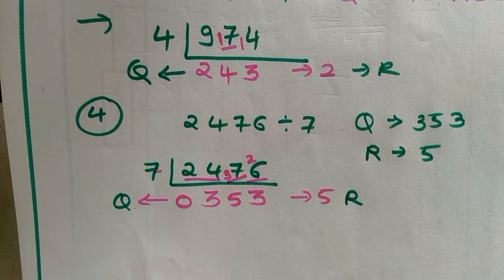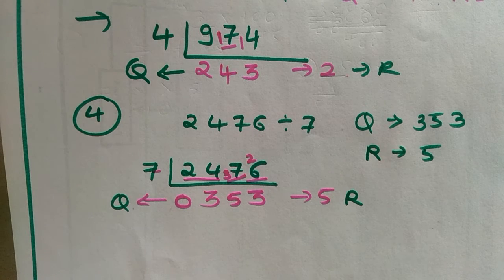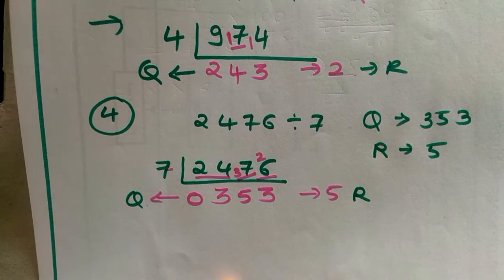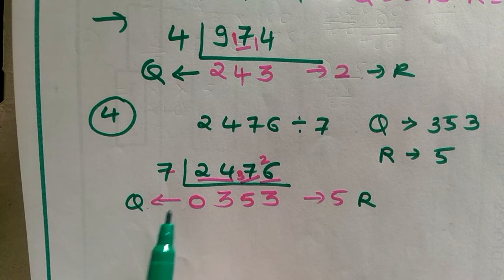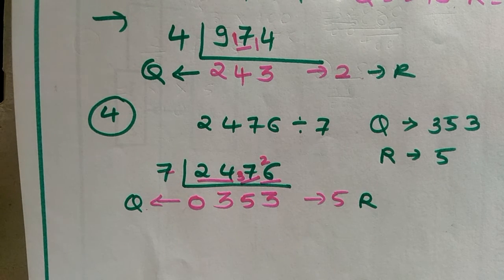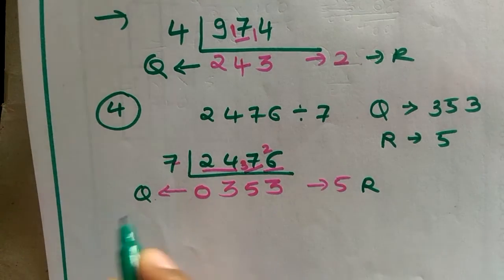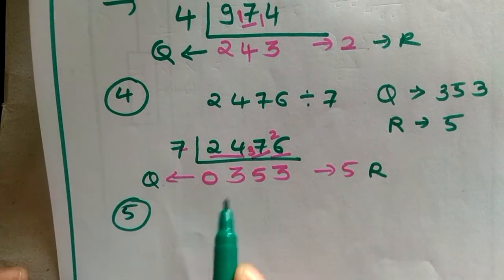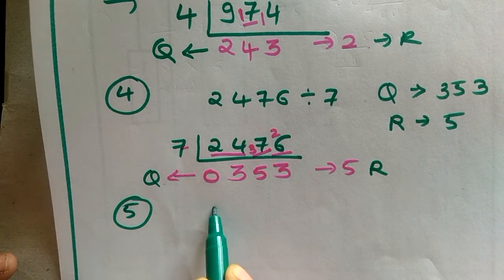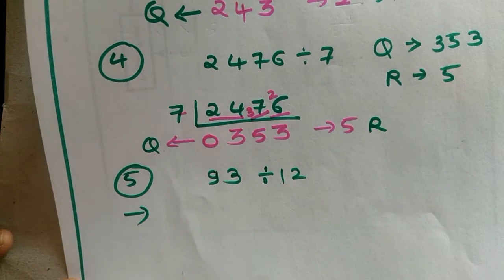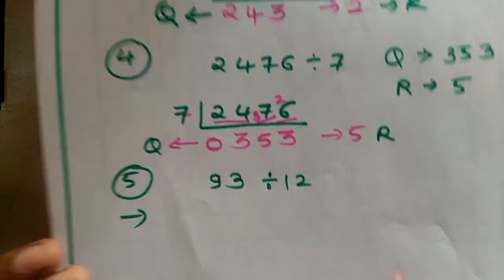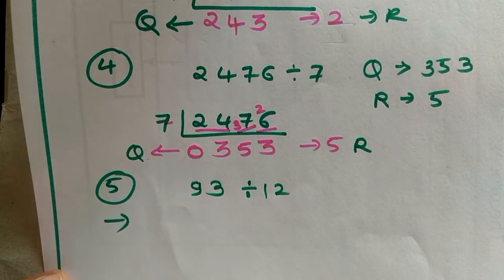So like this you can divide many numbers, but here you should know the tables very well, then this method goes very easily. So at least tables up to 20 or 30 you should know perfectly, then this will be very easy. Now I'll take a case where the divisor is 2 digits. So let us take 93 divided by 12.